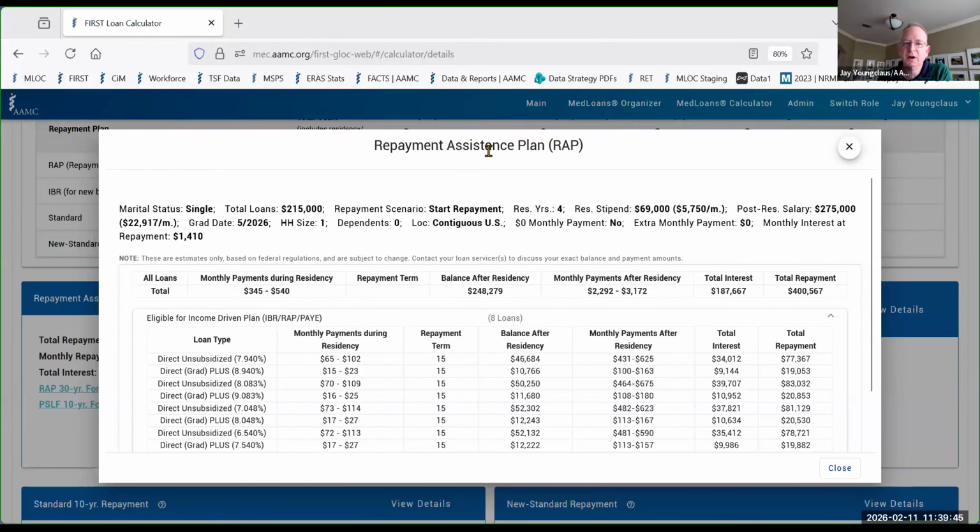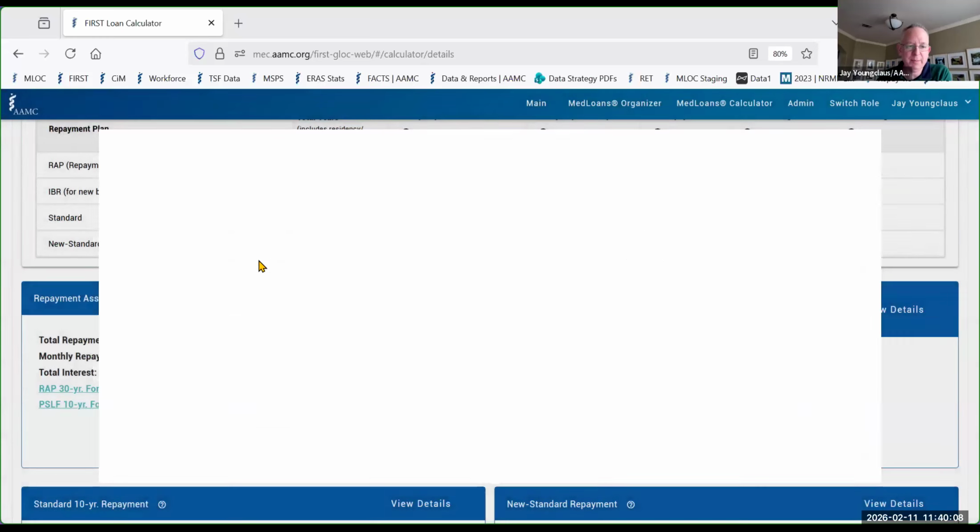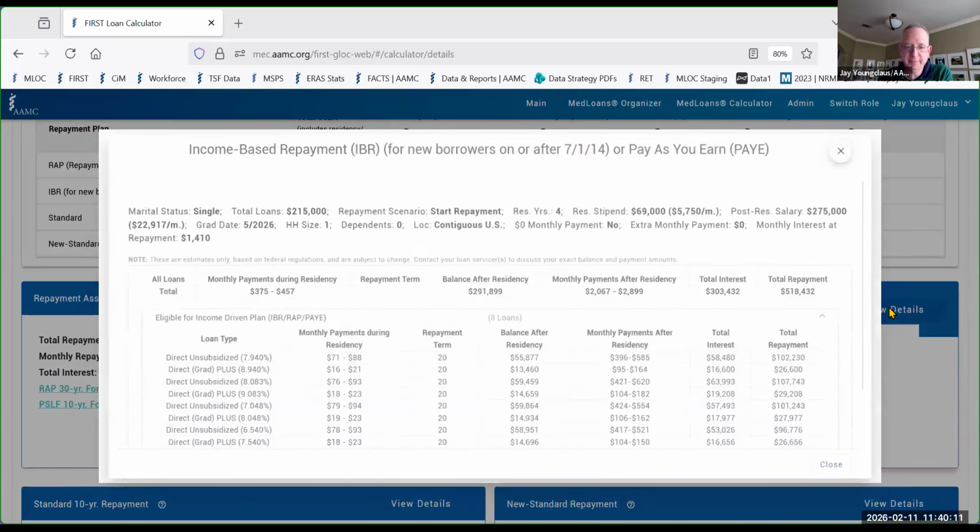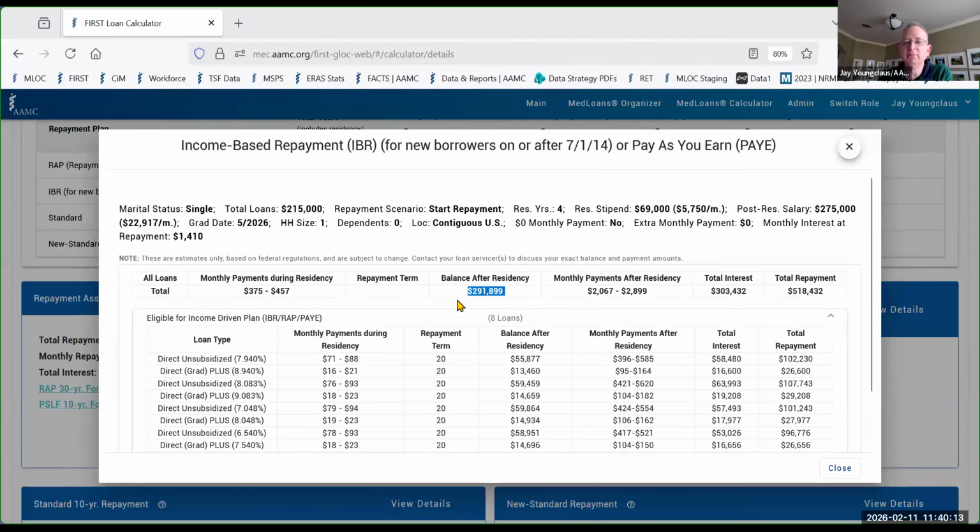But a very nice feature of the RAP plan, there's a subsidy on the unpaid interest. So actually, we're going to show you right now the difference between IBR and RAP. It's a pretty big difference on this exact number, your balance after residency. So here with the interest subsidy, our balance after residency is $248. And remember, we started with $215, so there was interest during med school, interest during the grace period, but no interest during residency. So watch what happens when I switch to the IBR plan. $291. There is no interest subsidy.